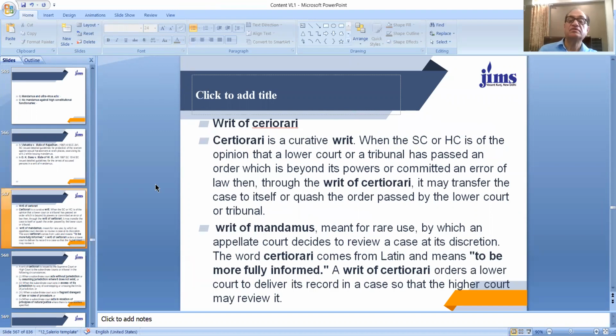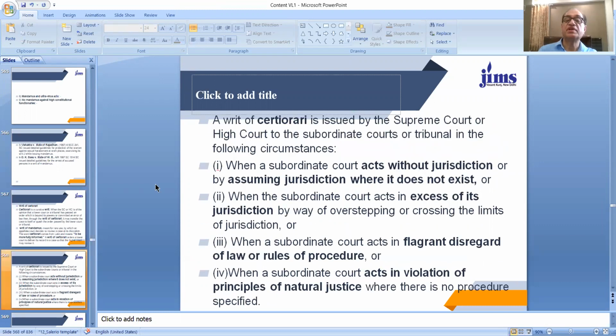Certiorari, as you know, is for quashing the orders of the lower court. A writ of certiorari is issued by the Supreme Court or High Court to subordinate courts or tribunals in the following circumstances. There are 3-4 grounds. One is when the subordinate court acts without jurisdiction or by assuming jurisdiction where it does not exist. This is the first ground.